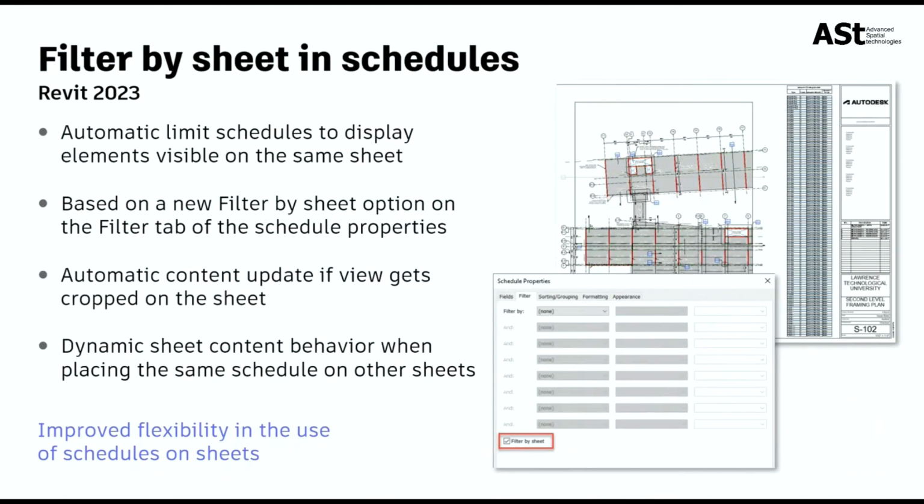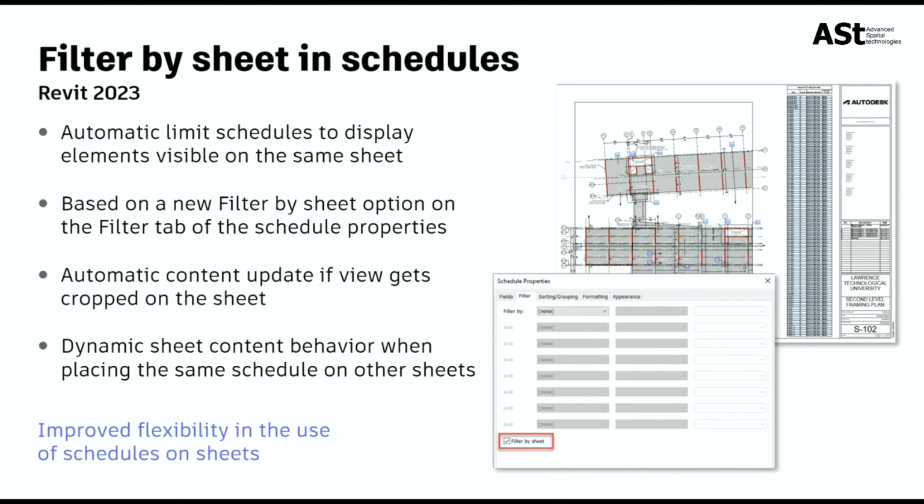2023 also adds capability to schedules that enables them to detect and display only those project elements relevant to the schedule that exists in other views placed on the same sheet. So you can enable this behavior by selecting the new Filter by Sheet option in the available Filter tab of the schedule properties. This filters the contents of the schedule to display only those elements appearing on the same sheet.